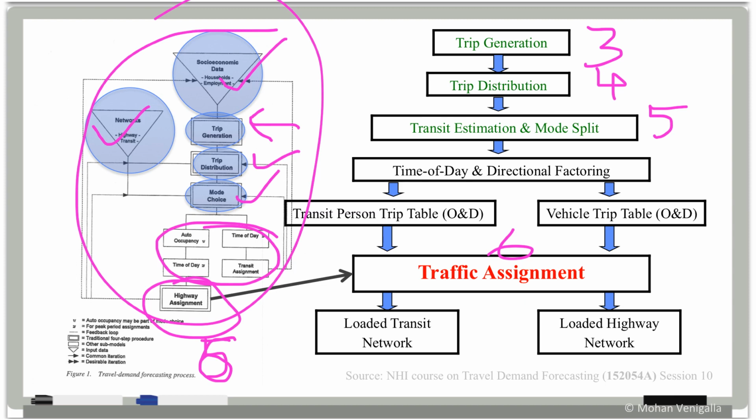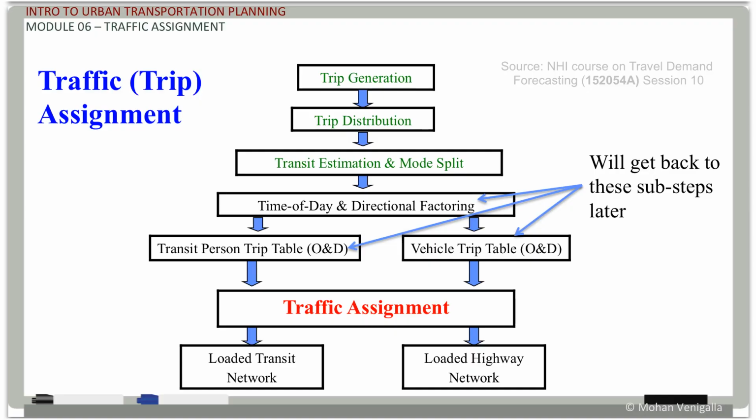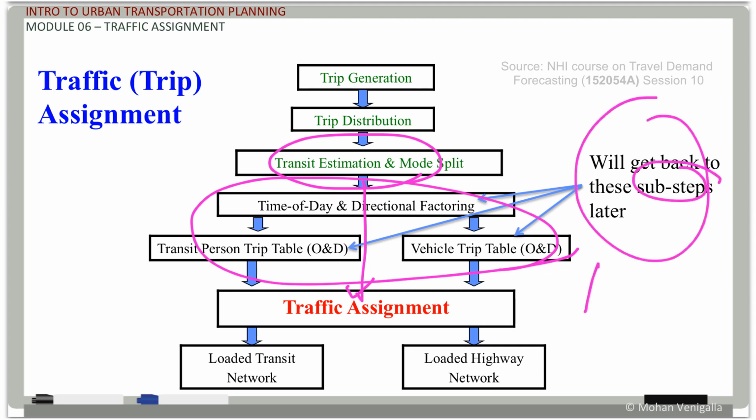Maybe I'll better explain it in the next slide here. Essentially, the output from mode split is not going to be a direct input to traffic assignment. There are a few steps in the middle that need to be taken care of. They're called sub-steps or side steps. We will get back to them in module 7. Okay? So bear with me.